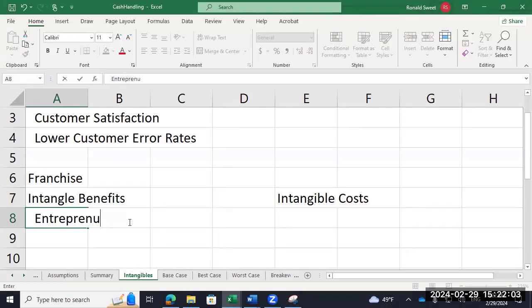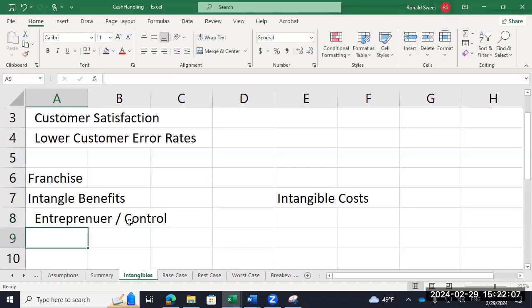I could never spell the word entrepreneur. Control. I think a lot of people like being a franchise owner because they're their own boss. They have their control. They can do things they want to do. It could be impact on the community. I know some franchise owners who love hiring high school kids from the community and helping them develop, giving them responsibility.